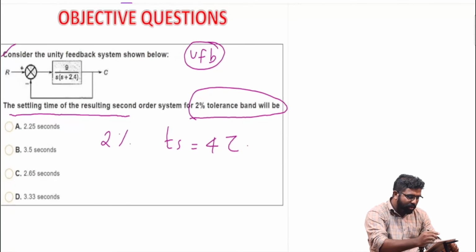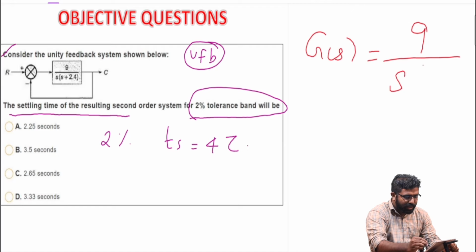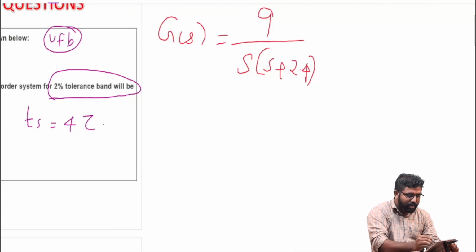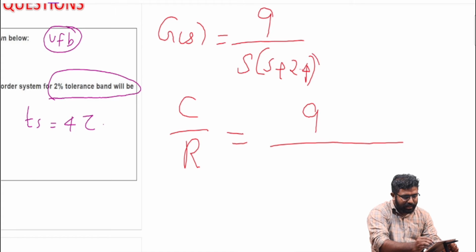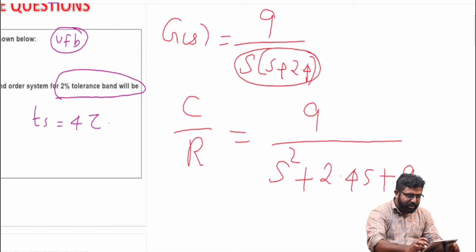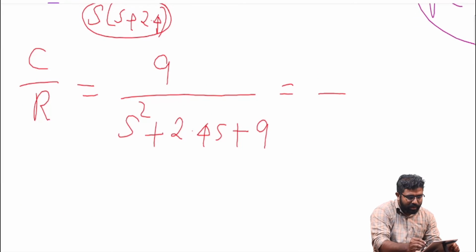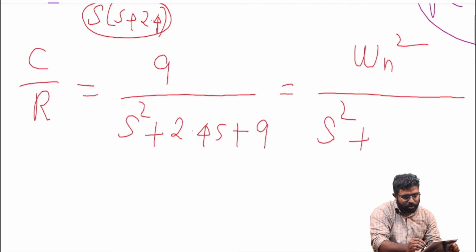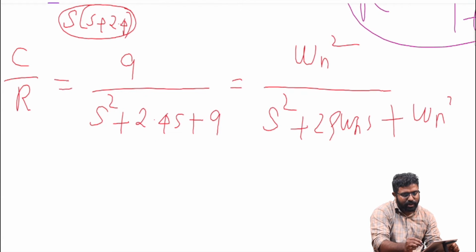So here G of S equals 9 divided by S into S plus 2.4. What is my overall transfer function? C by R equals the numerator as it is, then adding the denominator with the numerator: 9 divided by S square plus 2.4S plus 9. This equation is similar to the normalized equation of a second order system, that is omega n square divided by S square plus 2 theta omega n S plus omega n square. This is valid for second order systems.